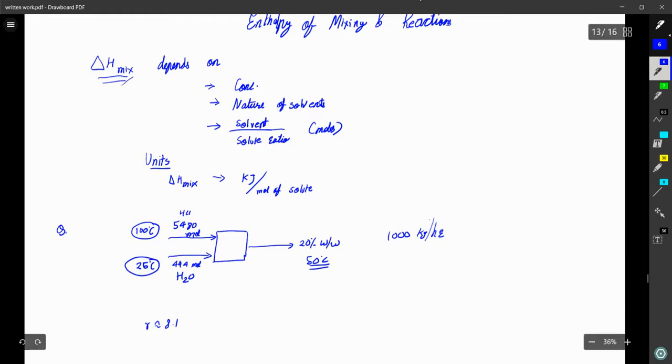So what does this value of delta H mixing depend on? It depends on the concentration and the nature of the solvents. Let's say you have HCl in water, then there will be a good amount of heat. But when you mix heptane and hexane, there won't be much heat evolved.